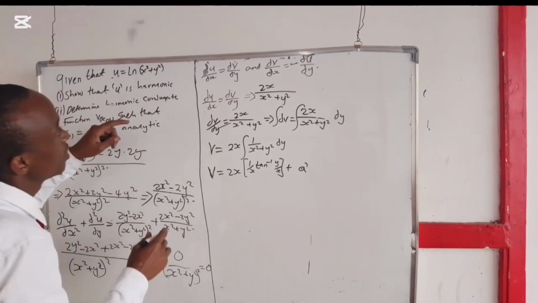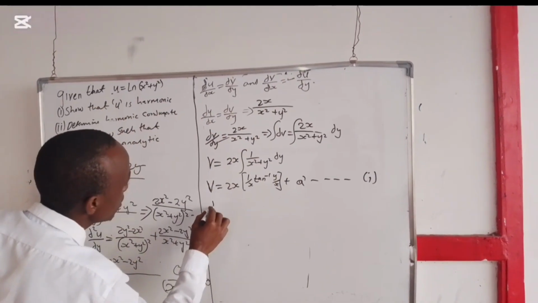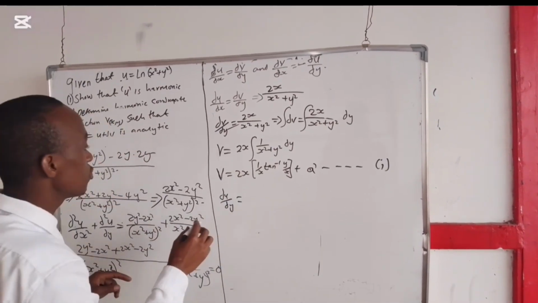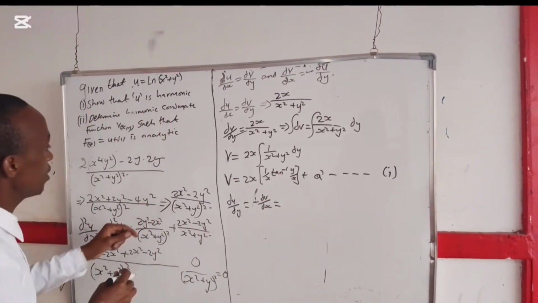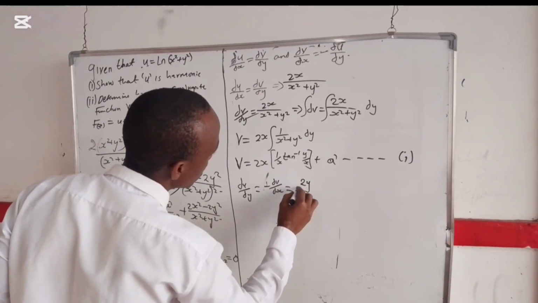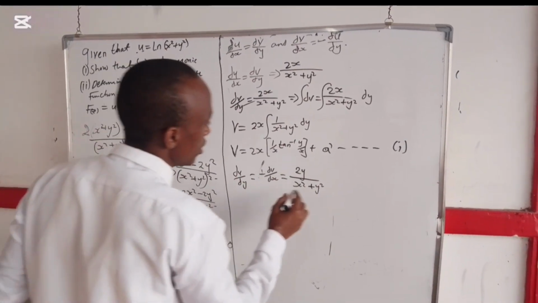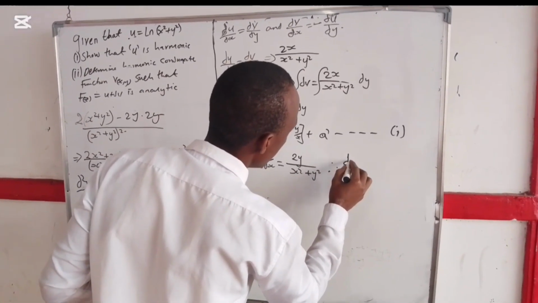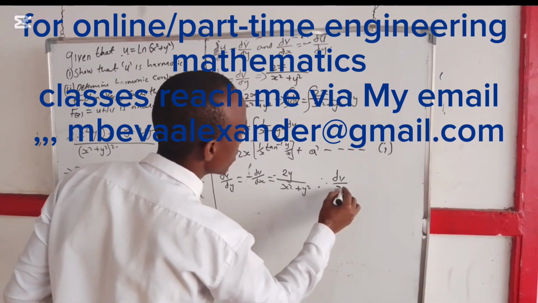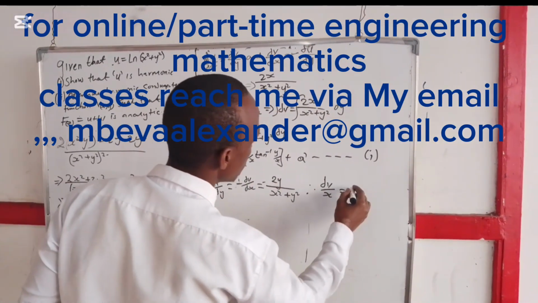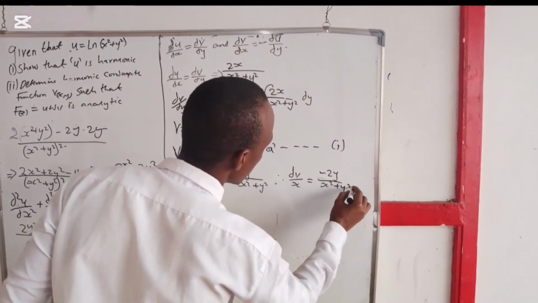Call this equation 1. Then our du/dy is equal to negative dv/dx, and our du/dy was 2y divided by x squared plus y squared. So therefore our dv/dx is equal to negative 2y divided by x squared plus y squared.